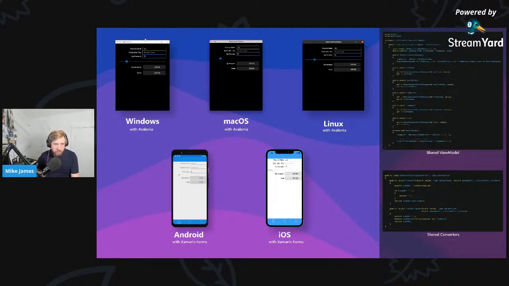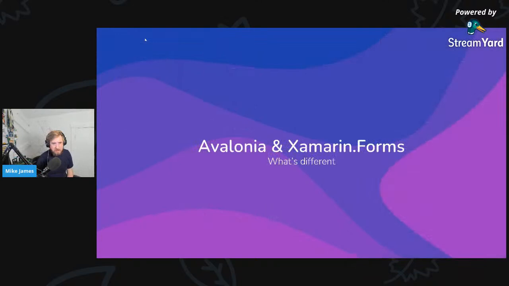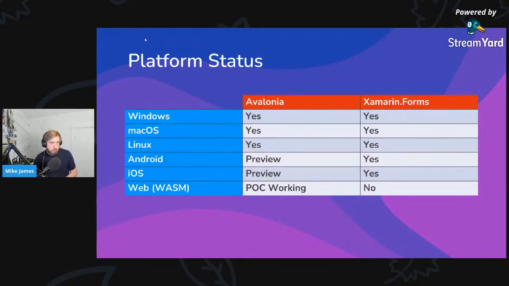So we'll jump into the code for that in a moment, but I just want to talk about the key differences between Avalonia and Xamarin.Forms from a technical perspective. In terms of platforms, they're very similar to each other. As I say, Avalonia has got the preview for mobile, but the desktop is nailed. That's in the bag and working really well. And there is a potential path to web support, but nothing concrete yet.